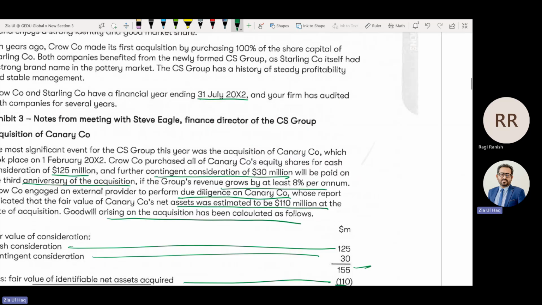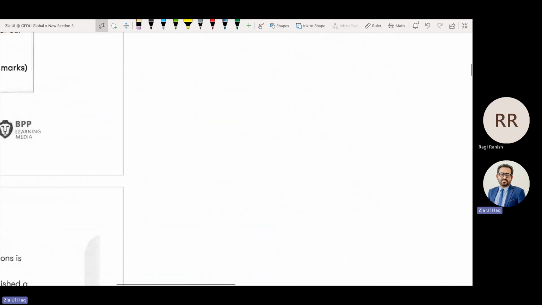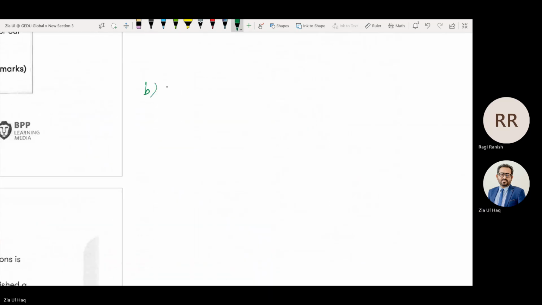So we'll put a heading for what part B we are going to discuss: risk of material misstatement. We'll put a heading, goodwill, first. And in the requirement, it was stated you need to discuss matters that are not relevant for audit as well. So first we'll discuss materiality.